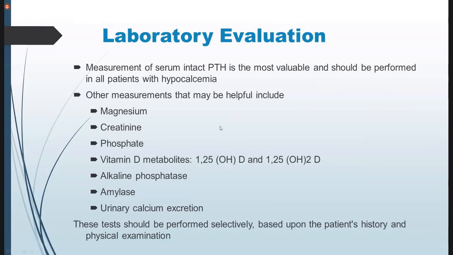Now, how do you evaluate a case of hypocalcemia and hypoparathyroidism? Measure the serum intact PTH, which is the most valuable test to perform. Other measurements include magnesium, creatinine, phosphate, vitamin D metabolites, alkaline phosphatase, amylase, and urinary calcium excretion, because sometimes when there is a high calcium in the blood, all that calcium goes into the pancreas, causing pancreatitis. Then after that, you are actually facing hypocalcemia. So doing an amylase level from that point of view will be helpful.